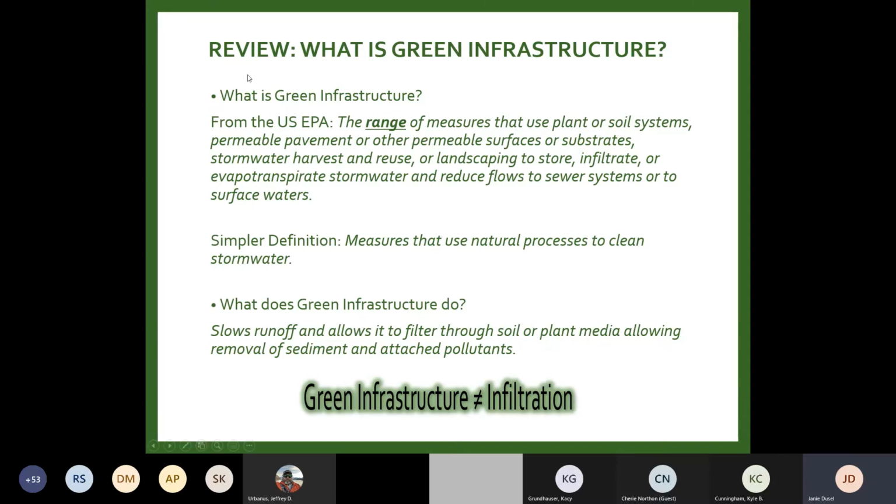So as you look at this definition of what green infrastructure is, I also want you to notice what it's not. So I put this at the bottom of the screen here. Green infrastructure is not a synonymous term with infiltration. Infiltration is one tool that you can use to achieve green infrastructure, but it's really important to remember that these terms are not synonymous. You're going to hear me say that probably about 20 times in this presentation because it is really important. So I just thought I'd start by pointing it out early.